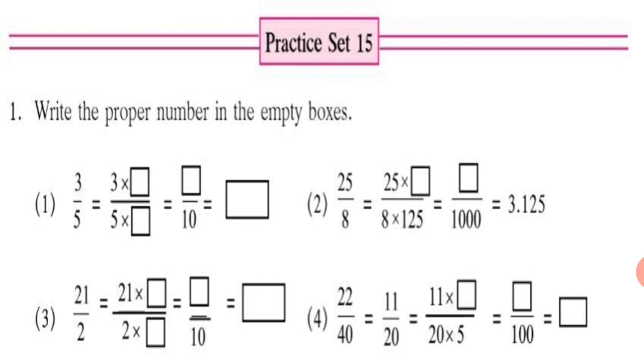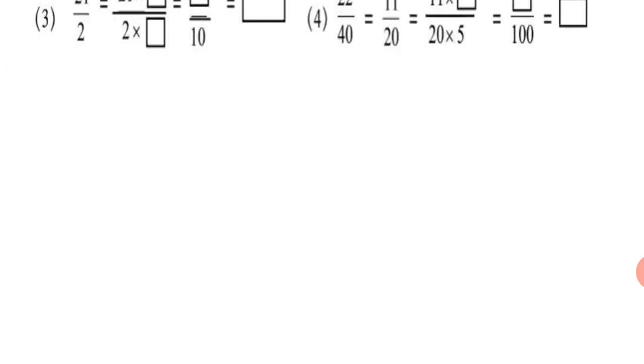You know 5 twos are 10. So we write 2 in the denominator, and so 2 will also come in the numerator. So 3 twos are 6, 5 twos are 10, 6 upon 10 is equal to, converting into a decimal fraction, 0.6. So let's see one sum at a time.